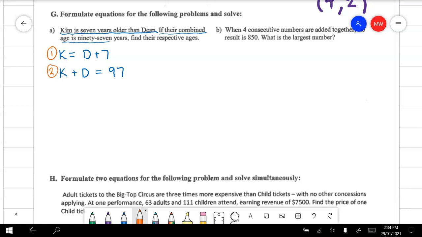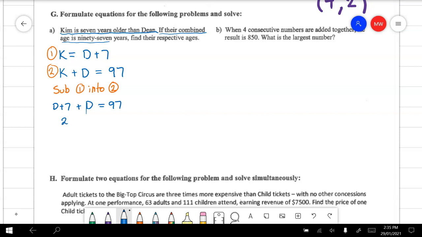And at this point, we need to choose, do we want to use substitution or elimination? I would use substitution because equation number 1 here lends itself to it nicely. You've got the K sitting out there by itself, so you'll be able to sub it into equation 2 easily. So I'm going to say here to myself, sub 1 into 2, so I know what I'm doing and my marker knows what I'm doing. And I'm going to rewrite equation 2 now, replacing the K with D plus 7, okay? So I've got D plus 7 instead of the K, plus D equals 97.